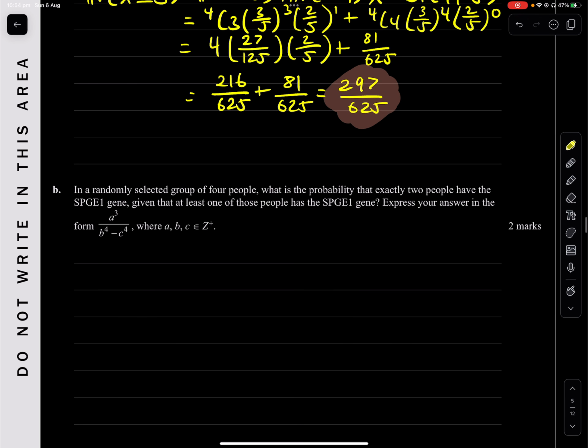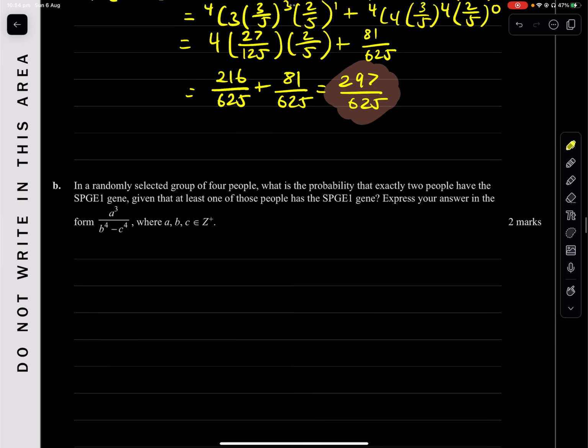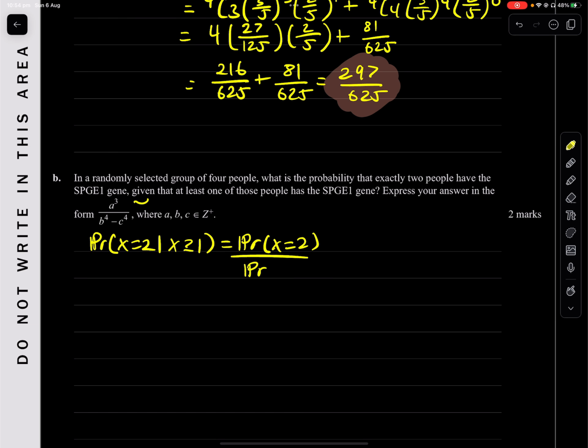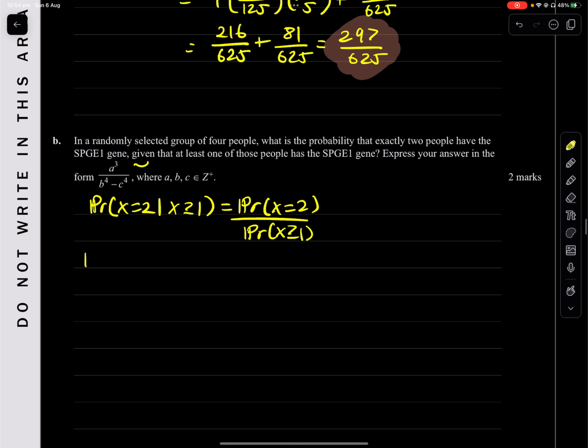Doesn't look bad. In a randomly selected group of 4 people, what is the probability that exactly 2 people have this specific gene, given, conditional probability. So we're saying the probability of x is equal to 2 given that at least one of those people has this gene. So x is greater or equal to 1, which simplifies to the probability that x equals 2 all over the probability that x is greater or equal to 1. Now, the probability of x equals 2 is what?